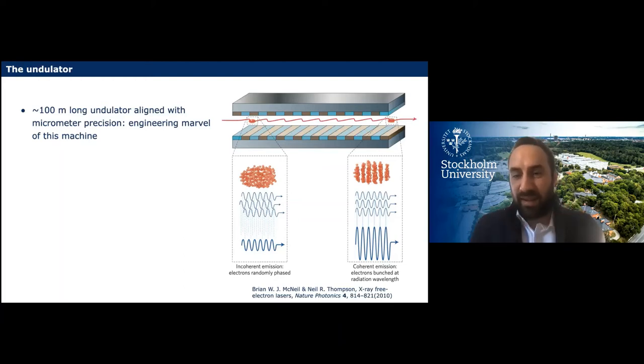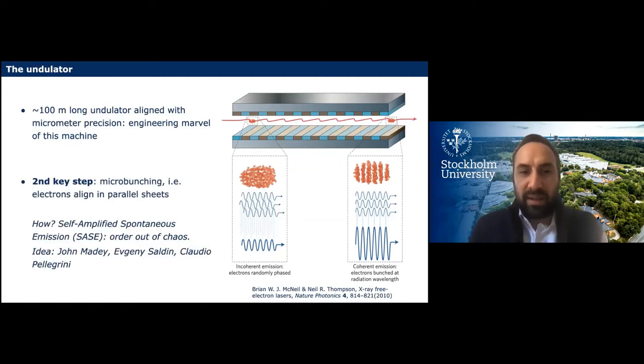coherent alignment of the electrons. And this is basically called microbunching. So the first electrons start to emit photons. And since they're traveling basically at the same speed, the photons they emit start to order the electrons. So you get this wave that keeps getting amplified and more coherent. You start from a mess and you end up with an ordered bunch of electrons. And this process is called self-amplified spontaneous emission.